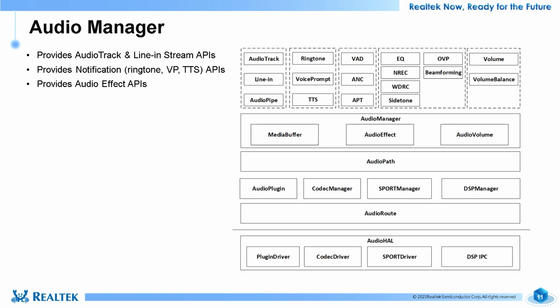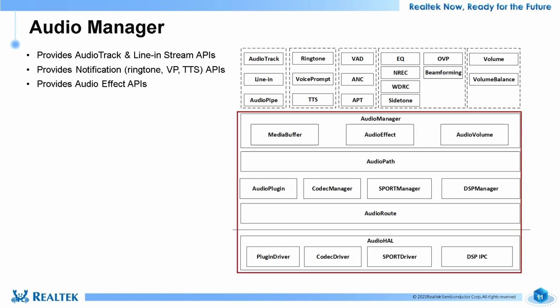Following that, we have the audio manager. At the first layer, we have audio-related functions. Starting from the left, we have audio track and line-in. They control the data flow from the framework to the hardware. Audio track gives you the APIs to control this data flow. Next, we have ringtone, voice prompt, and TTS, which are all notification-related functionalities. Then we have sound processing-related functionalities: VAD, ANC, and APT. The fourth one is sound effect related: EQ, NREC, WDRC, and sidetone. The fifth is volume, which obviously controls volume.